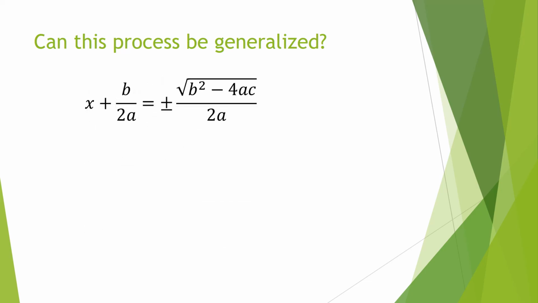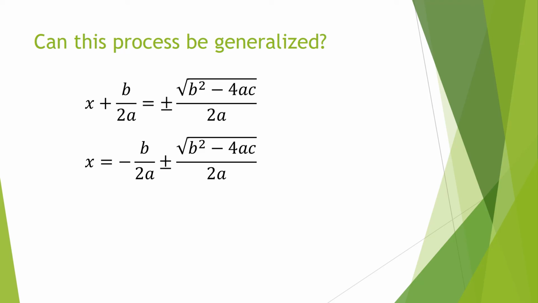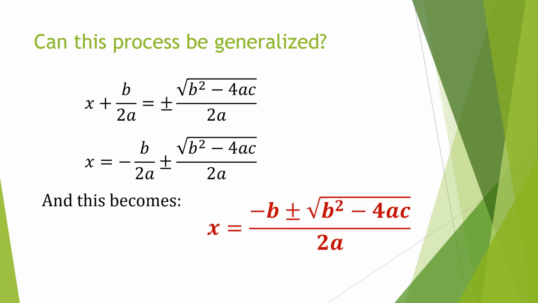Next, we subtract from the left side the b over 2a, leaving us with negative b over 2a plus or minus the square root of b squared minus 4ac all over 2a. And since we have a common denominator there, we can combine these two fractions to become the very famous quadratic formula. x equals negative b plus minus the square root of b squared minus 4ac all over 2a.